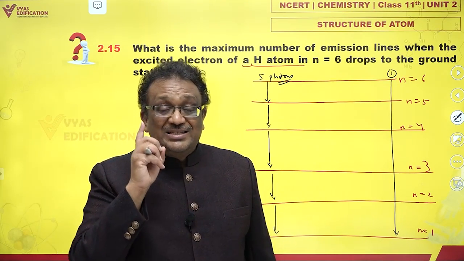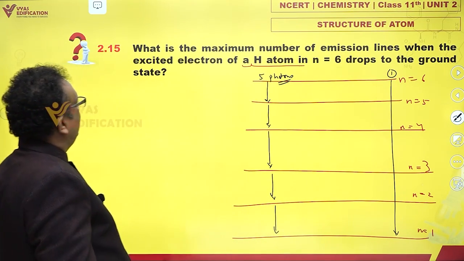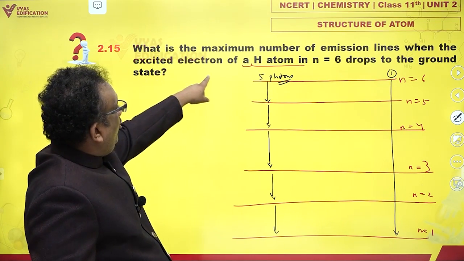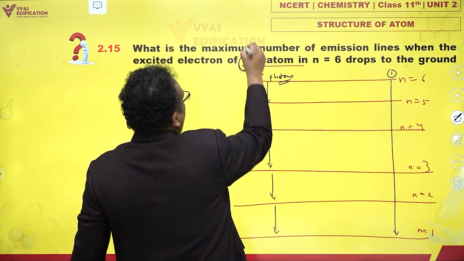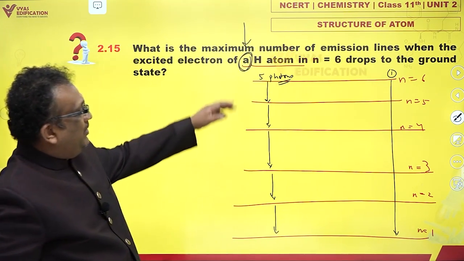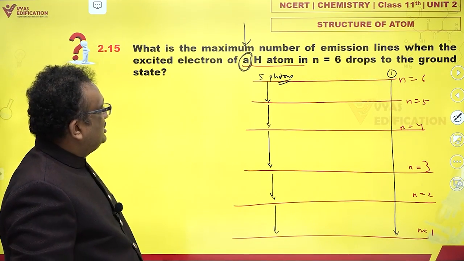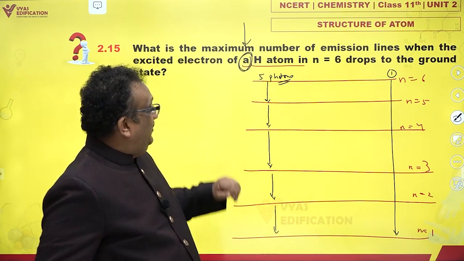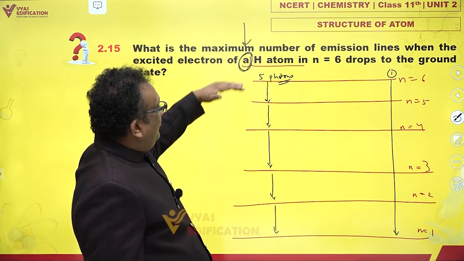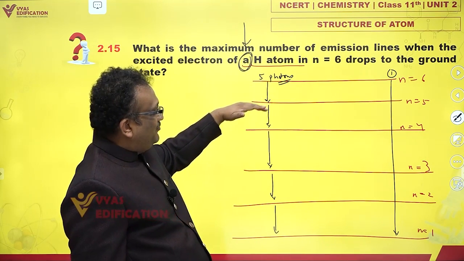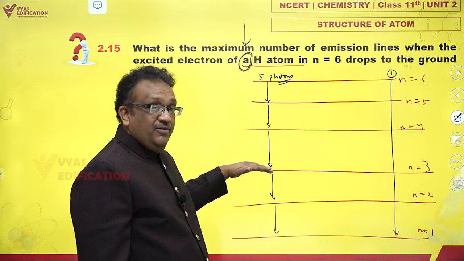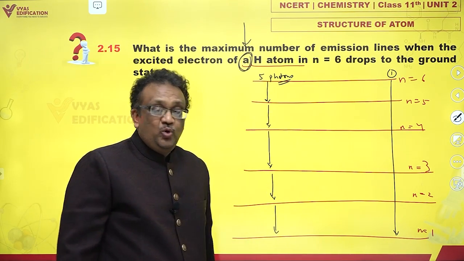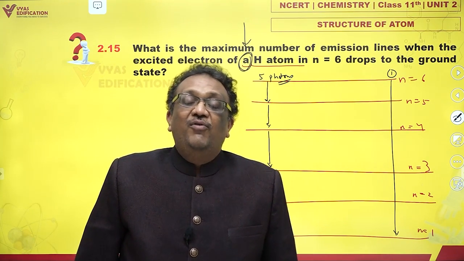I am talking about a single hydrogen atom because that is what has been asked. So what is the maximum number of emission lines when the excited electron, this is the keyword here, of a hydrogen atom in n = 6 drops to the ground state? This, my dears, is the answer. 5 different photons are possible. The first photon would be emitted from 6 to 5, then from 5 to 4, second photon, 4 to 3, third photon, 3 to 2, fourth photon, and 2 to 1 would be the fifth photon, one after the other.